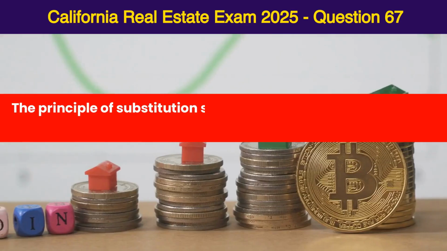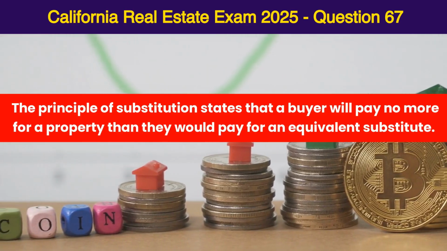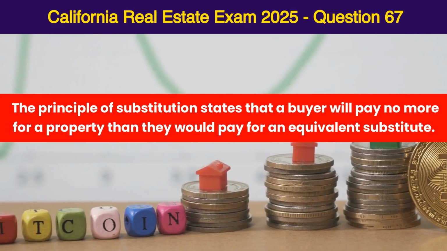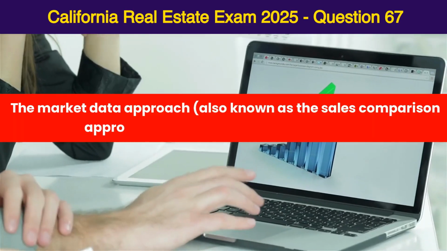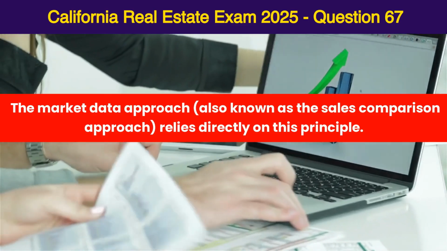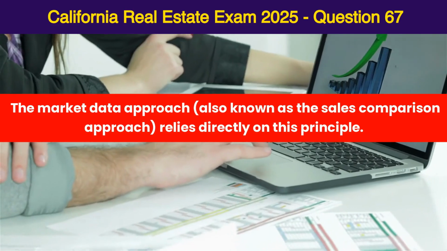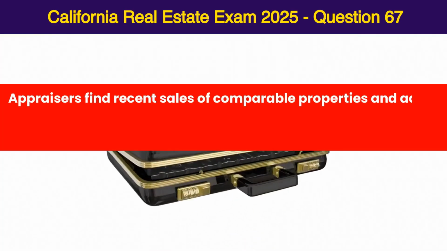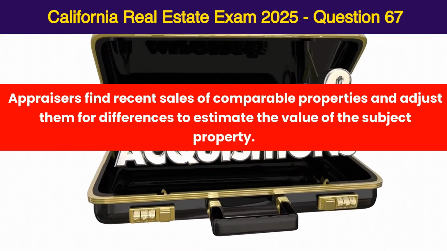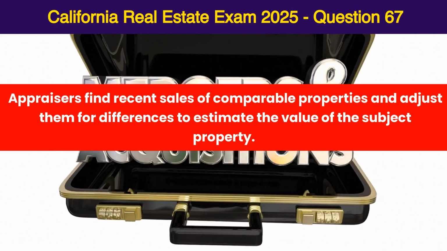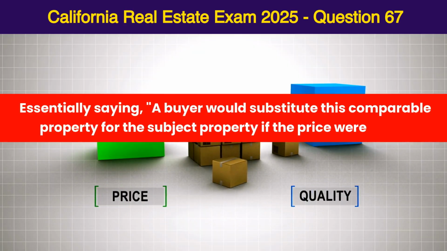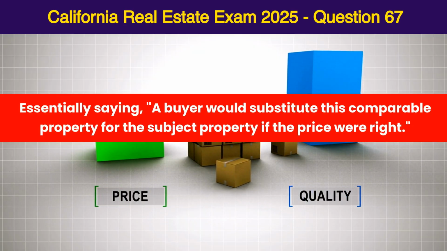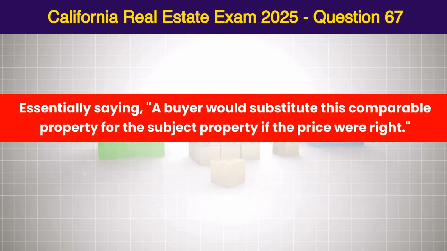Substitution. The principle of substitution states that a buyer will pay no more for a property than they would pay for an equivalent substitute. The market data approach, also known as the sales comparison approach, relies directly on this principle. Appraisers find recent sales of comparable properties and adjust them for differences to estimate the value of the subject property, essentially saying, a buyer would substitute this comparable property for the subject property if the price were right.